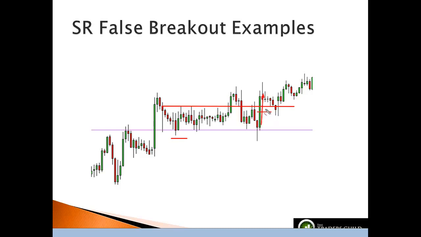I've got to give a bit of room because it's not that concise, and my exit is going to be within this supply, within this SR. Okay.